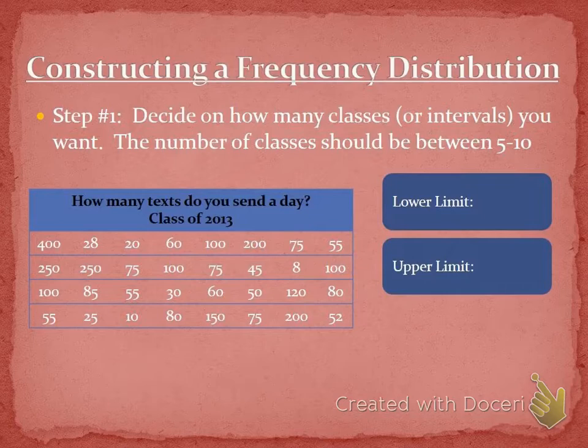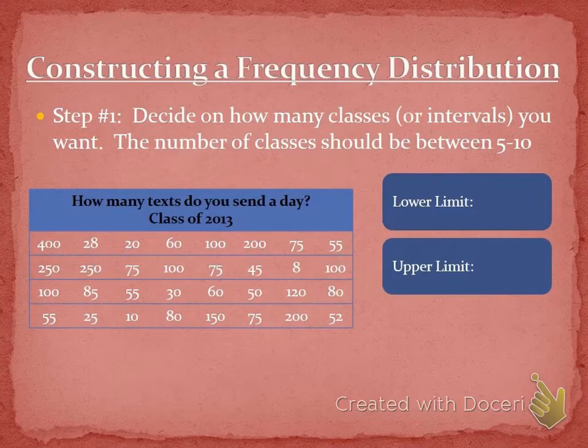So here's a set of 32 data pieces where we asked how many texts do you send a day from a class from 2013, back when texting was still happening and not Snapchat. But anyway, here's our raw data. We're going to take each of these data pieces and have them fall into an interval. So we're going to lose the actual data pieces themselves, but we're trying to just get an overall sense of what the data looks like.